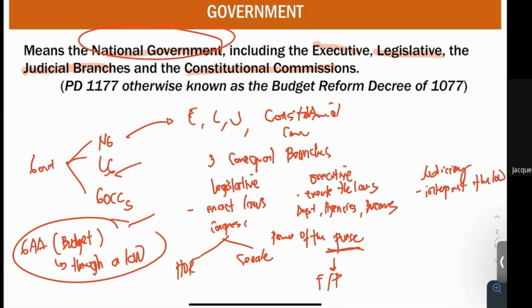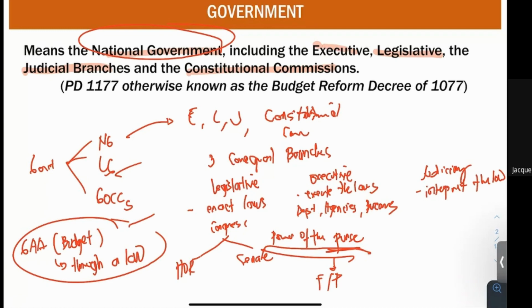But our focus here in your government accounting is purely on the power of the legislative, or this power of the purse: the appropriation of the funds or properties of the government, ultimately to be disbursed for the use of the people or for the use or service of the government for the people. So that's the definition of your government.